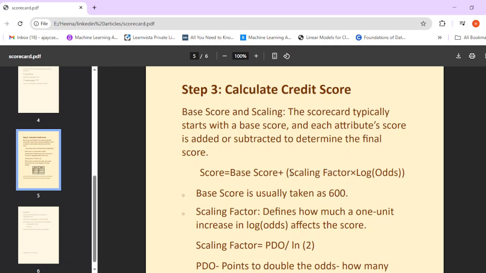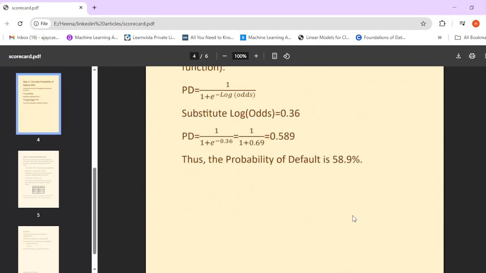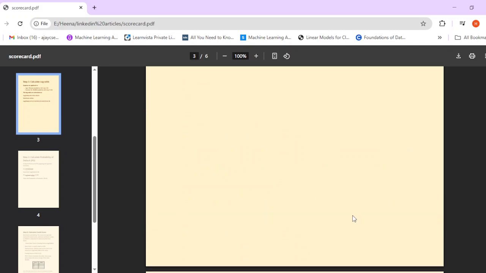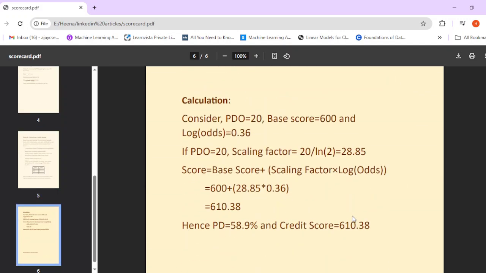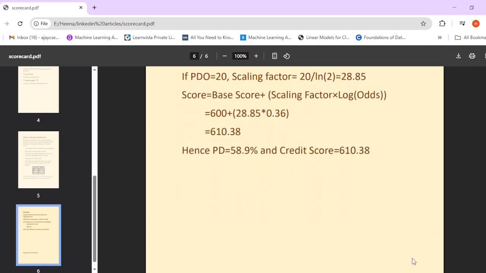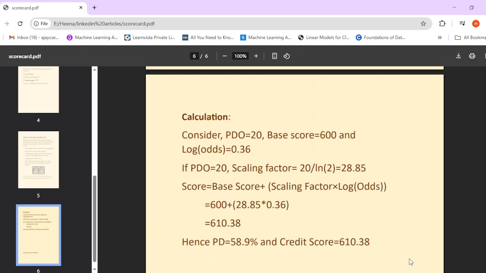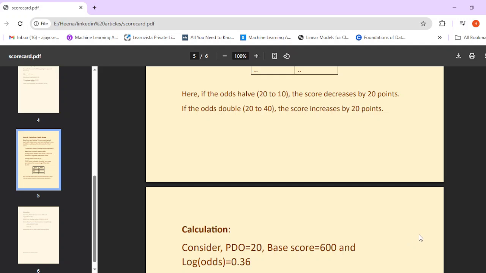So we have 600 plus 20 by natural log of 2 into log of odds. The log of odds was calculated as 0.36. So this gave us the score of 610.38. So this is the score for this particular scenario, 610.38. So this is how the scorecard calculation is done.